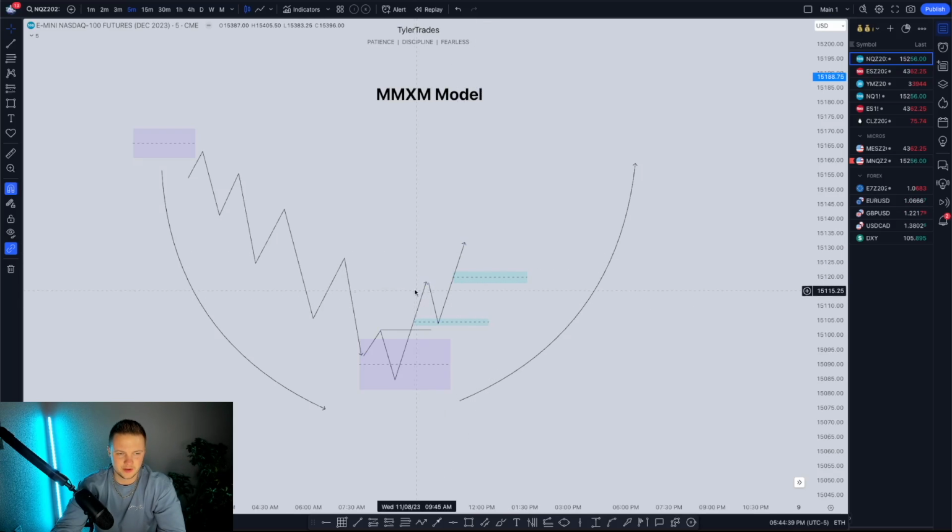When price goes ahead and mitigates these areas and then goes ahead and breaks structure again, this low should now become a protected low. This low should no longer become a low that gets breached if you've identified this model correctly.